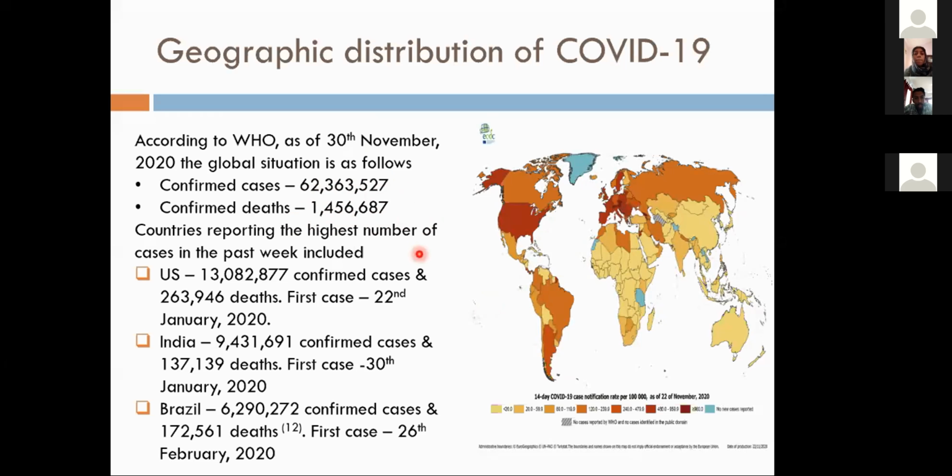In the last few weeks, we have seen a spike in the curve with the US at 13 million confirmed cases and 263,000 deaths, while in India, it is in the range of 9 million confirmed cases and 137,000 deaths.